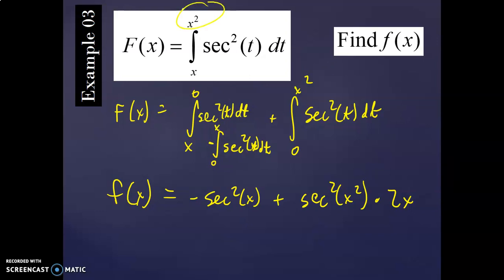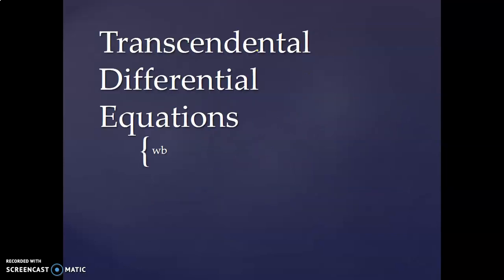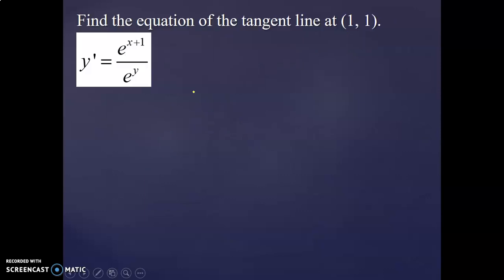So just remember, if you have a function on the top, to use the chain rule. If you have the variable on the top and the bottom, split it up so that you can get constants in there instead. All right, on to 9.5, which was differential equations.